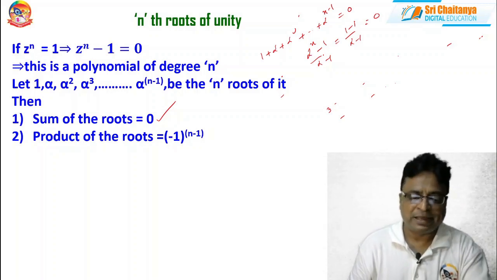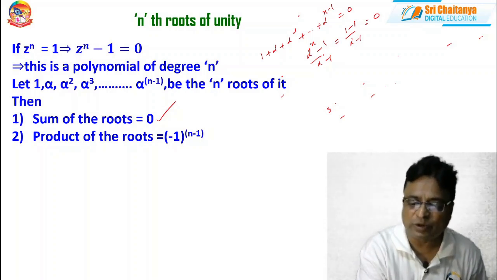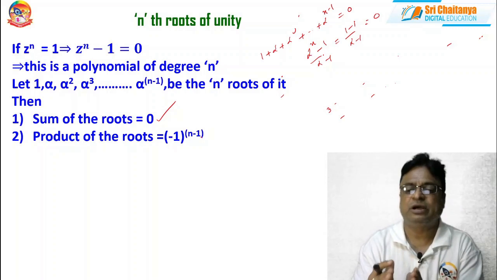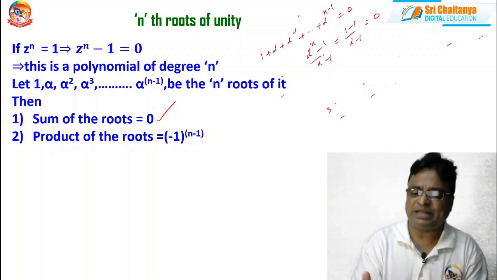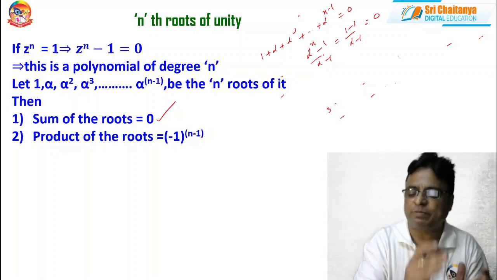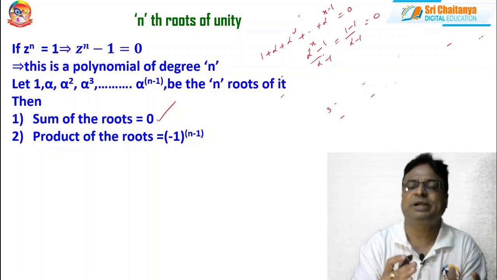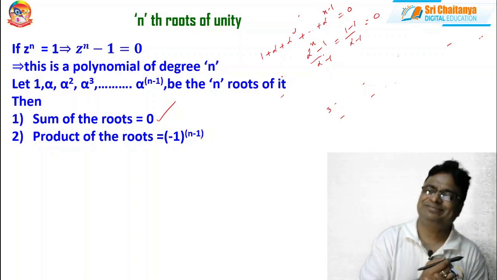And moreover, the product of all these nth roots is equal to minus 1 whole power n minus 1. That is what? 1 into alpha, alpha square, alpha cube, and so on, alpha power n minus 1. You multiply that. That means alpha to the power of 1 plus 2 plus 3 and so on plus n minus 1. That is n into n minus 1 by 2. You simplify that. You will get the answer as minus 1 whole power n minus 1.